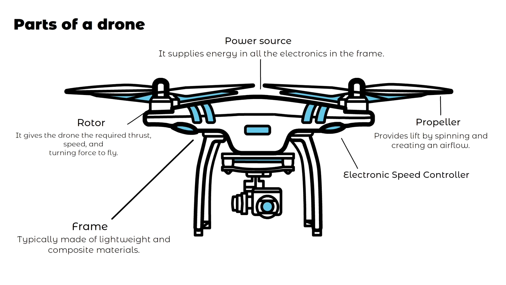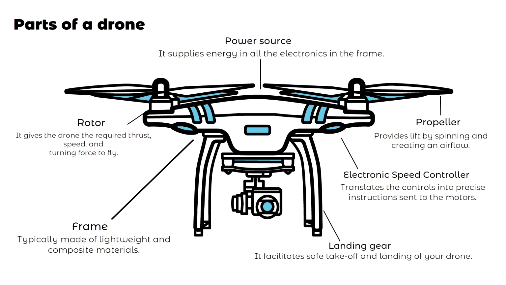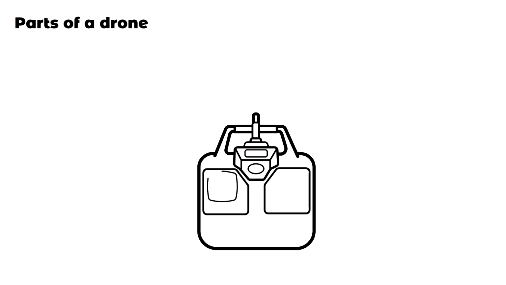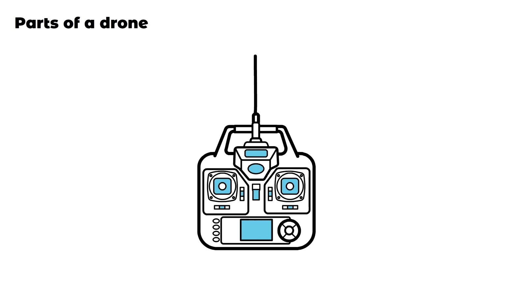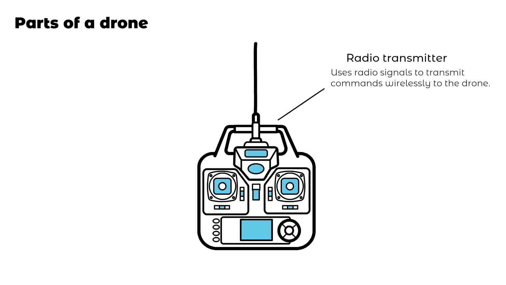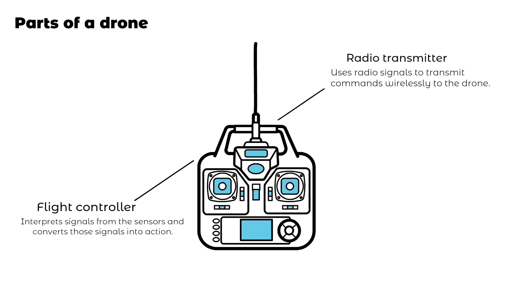Electronic speed controller. It controls the speed of your electronic rotors. Landing gear. A structure meant for safely landing your drone. Radio transmitter. It is a channel transmitter and a communicator to the drone. Flight controller. The flight controller is the brain of your drone.